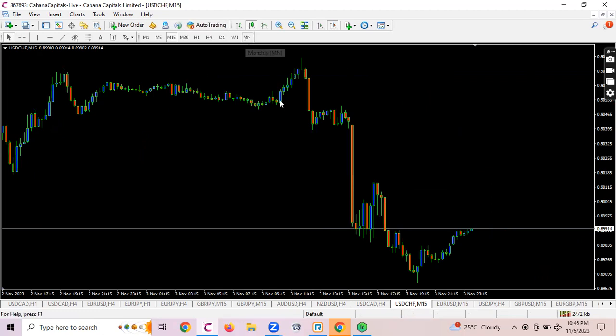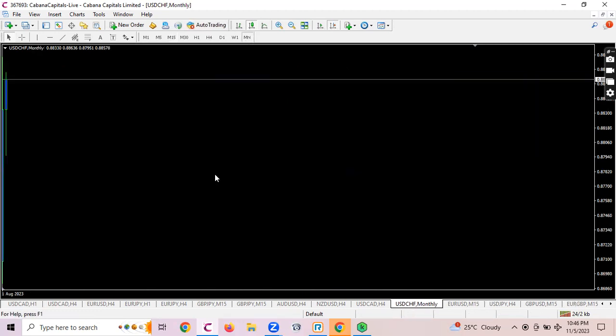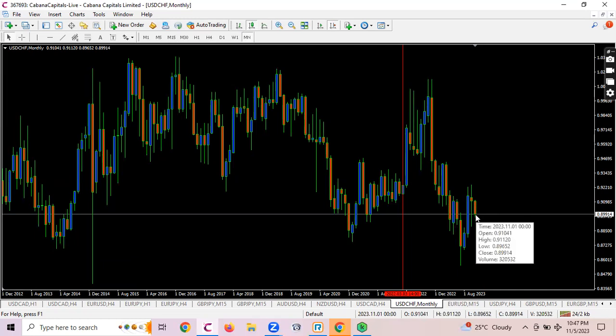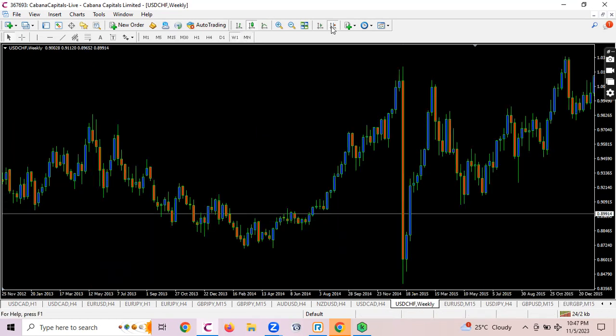Let's start with the monthly. So this monthly, this is a bearish setup on the monthly time frame. Last month closed as a spinning top, right? Spinning top, and it's been bearish this month. Past few days has been bearish. Okay, so let's go down to weekly. What do we have on the weekly?